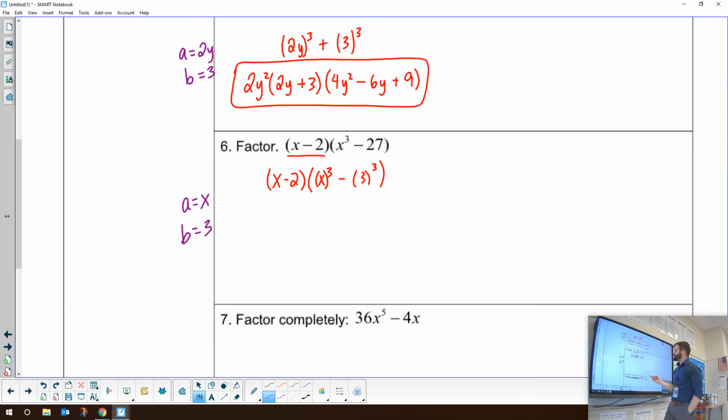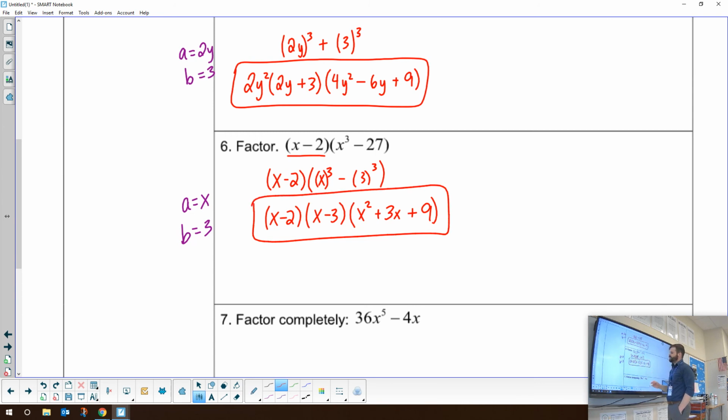We're going to just plug this into my formula. So it's going to be x minus 2 times x minus 3. So remember, same as the first one. A is x, b is 3, times x squared plus 3x, because it's opposite in the center, plus 3x, because we multiply the a and b together, plus 9, because it's always positive at the end, and 3 squared is 9. So my b squared equals 9, and then this is my factored out portion.